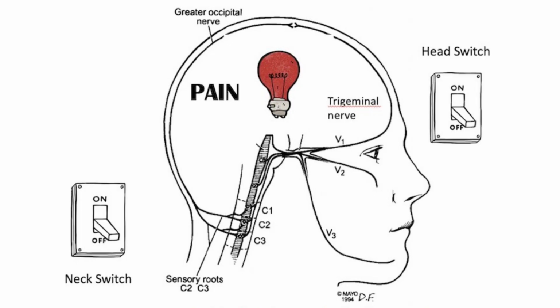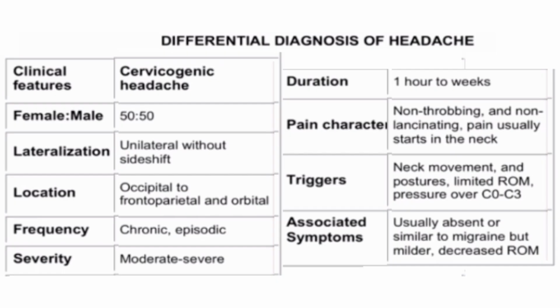In terms of triggers, cervicogenic headaches can often be brought on and worsened by specific neck movements or staying in one position for too long. Things like looking down at a phone or working on a computer for an extended period of time can cause the pain to flare up. If these postural habits continue over time, they can contribute to a cycle of tension in the neck, which increases the frequency and intensity of the headaches.